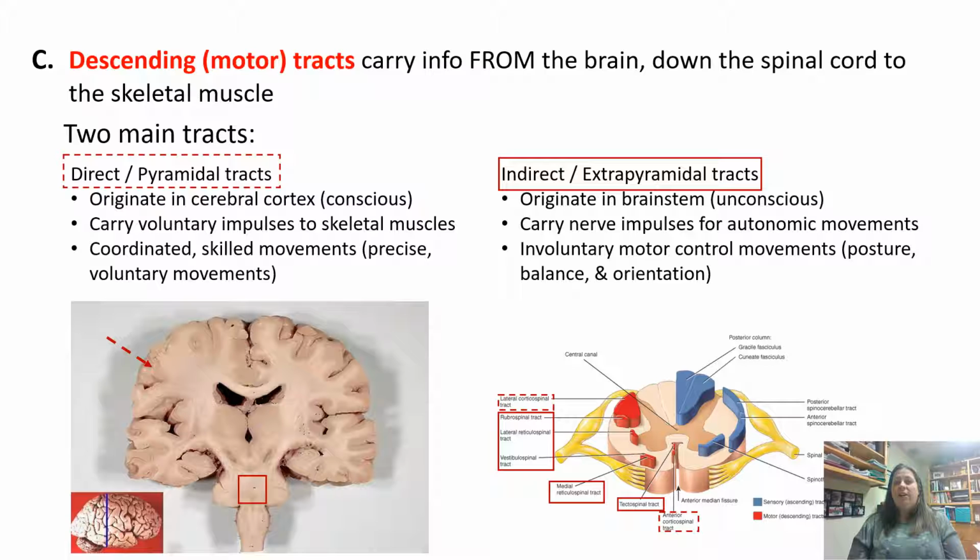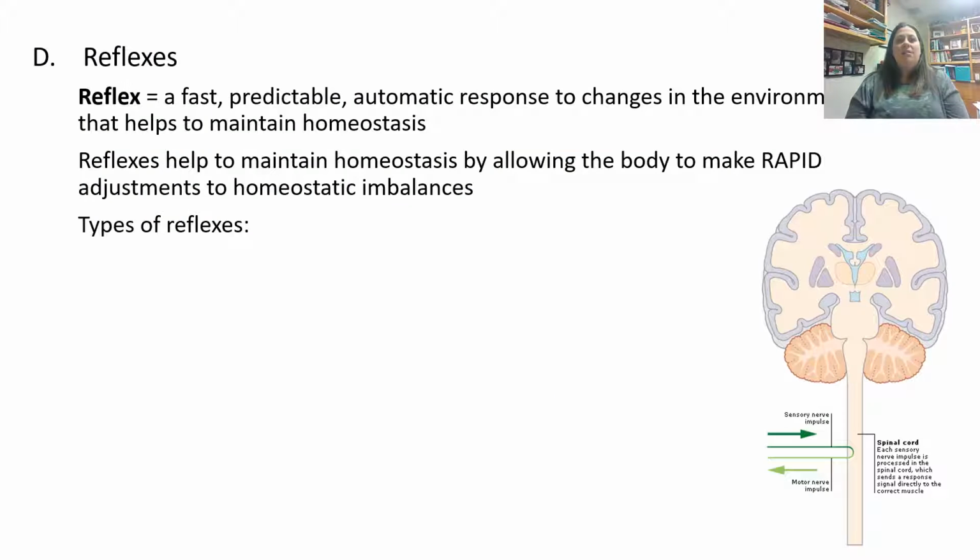These are like involuntary control, like for your posture, your balance, or your orientation. All right, so let's talk a little bit about reflexes. A reflex is a fast, predictable, automatic response to a change in the environment that helps to maintain homeostasis. Reflexes help to maintain homeostasis by allowing the body to make rapid adjustments to this type of imbalance that occurs.